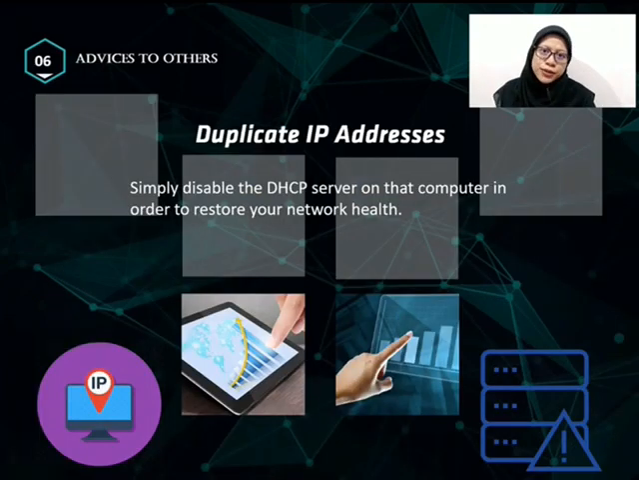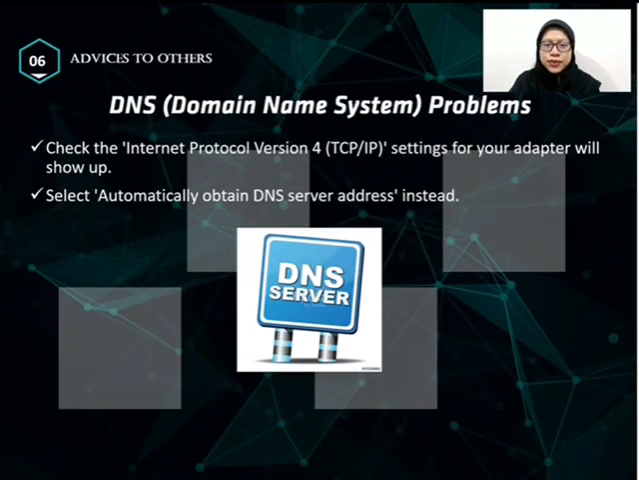Next, duplicate IP addresses problem. When you face this problem, you can simply disable the DHCP server on that computer in order to restore your network health. For DNS problems, first check the Internet Protocol version 4 TCP/IP settings for your adapter will show up. Then select "automatically obtain DNS server address" instead.